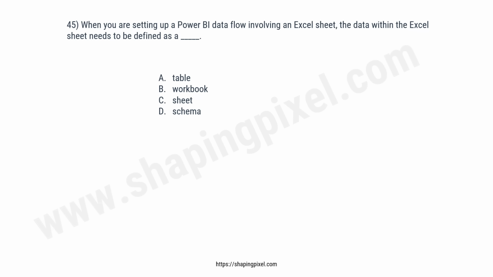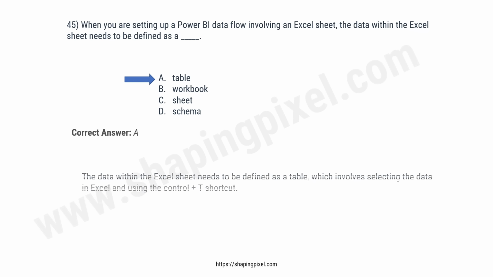Question number 45. When you're setting up a Power BI dataflow involving an Excel sheet, the data within the Excel sheet needs to be defined as a, and we have four options: table, workbook, sheet, schema. So the right answer here is option A, table. The data within the Excel sheet needs to be defined as a table, which involves selecting the data in Excel and using the Control plus T shortcut.